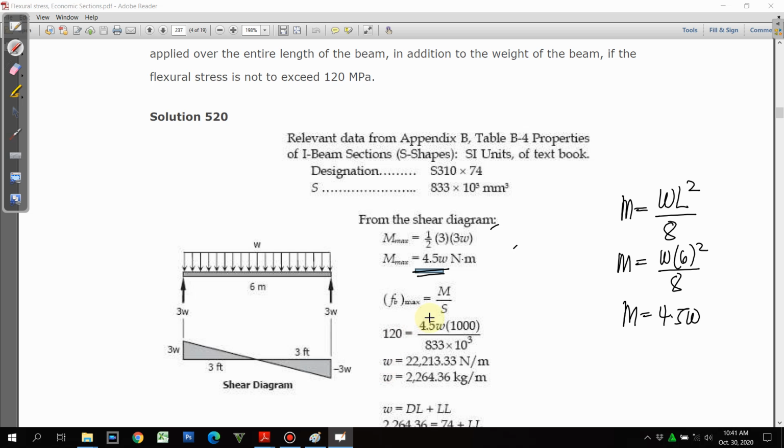So next, of course, we are going to use the allowable stress by this formula, moment all over section modulus. And section modulus is already available on our data, so we'll just have to multiply. Okay, so 4.5 here shall be multiplied by 1000 because we need to express our meter into millimeter, because our given is in terms of millimeter. So by that we cross multiply, divide, and come up with this value, 2264.36 kilogram per meter.